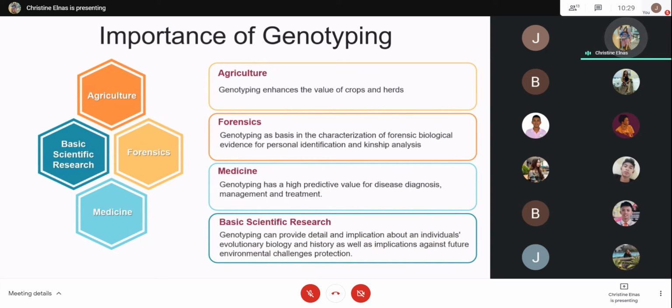In the case of medicine, the importance of genotyping in medicine is its high predictive value for disease diagnosis and management or treatment. Genotyping can identify connections between SNPs and common disease risk by comparing the polymorphisms across two different populations, like one population that could be healthy and one that could be diseased.